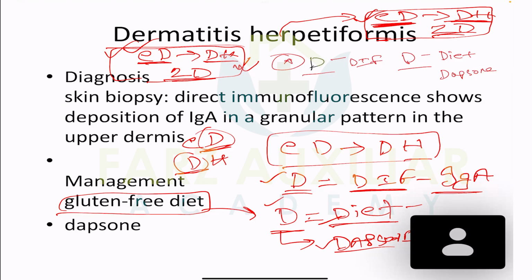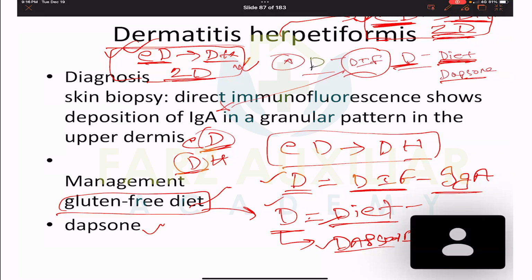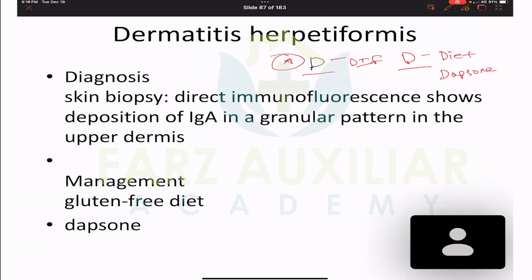Revise. Only one person can say these words: CD, DH, and 3D. What do you mean by CD? Anyone? CD is celiac disease, and DH is dermatitis herpetiformis.